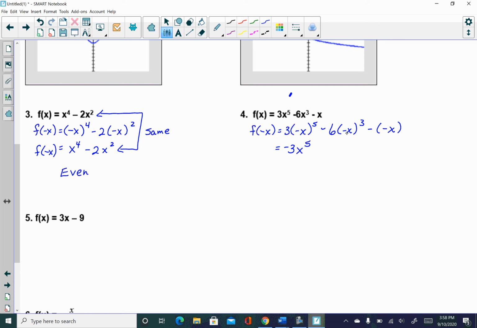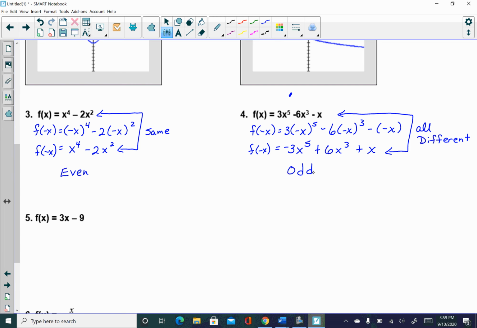Now my next term, if I take a negative and raise it to an odd power, it's going to come out negative. Times the negative 6 will give me a positive 6x cubed. And then lastly, negative times negative, positive x. Now go back and look from the original to what we just found, f of negative x. First term, signs change. Second term, signs change. Last term, signs change. So all are different. So since all are different, we can say that this function is odd.